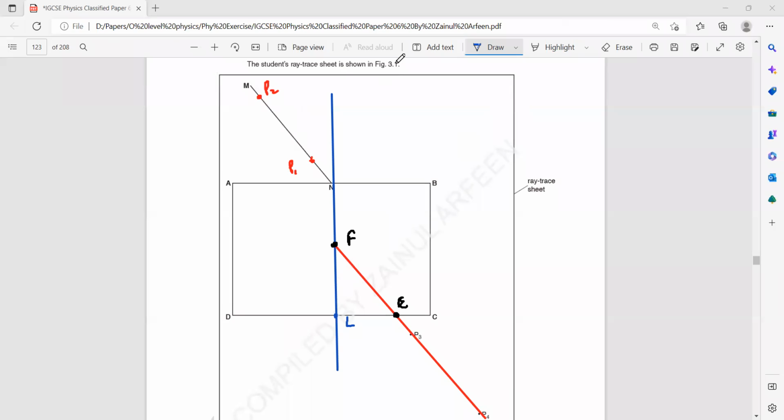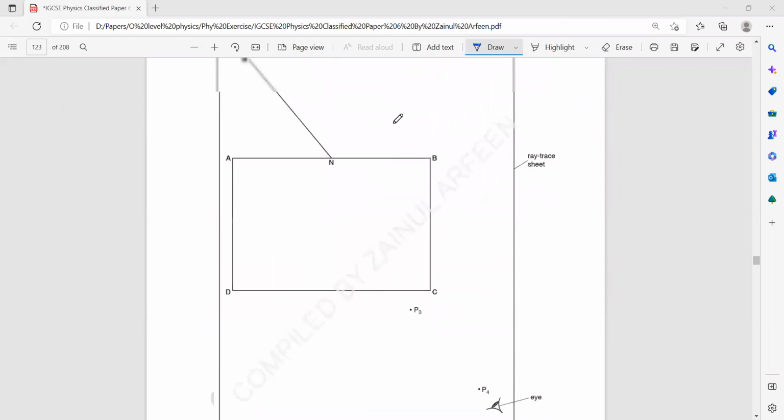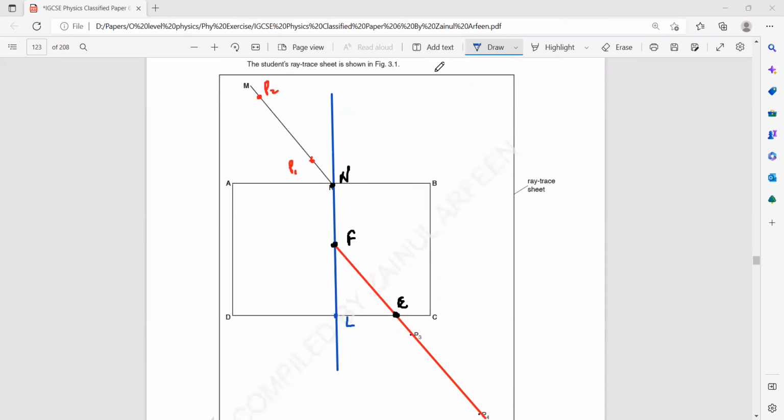So from N to E, like this length you have to measure. You don't have to draw a line, but you have to measure the distance NE. Like this was point N, this is E. NE, and then you have to measure FE. So measure these lengths from N to E and F to E. F to E is this one, N to E is between these, using a ruler. You don't have to draw a line here, just use a ruler scale.